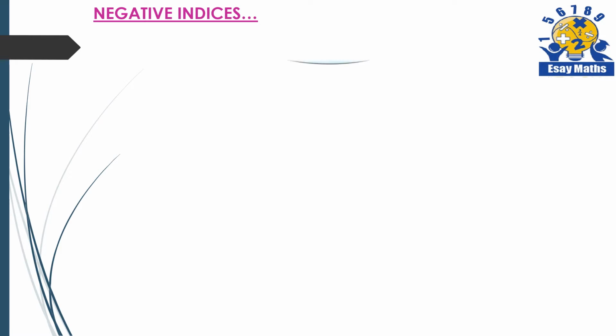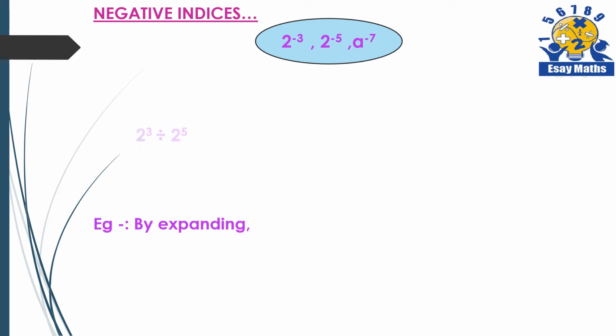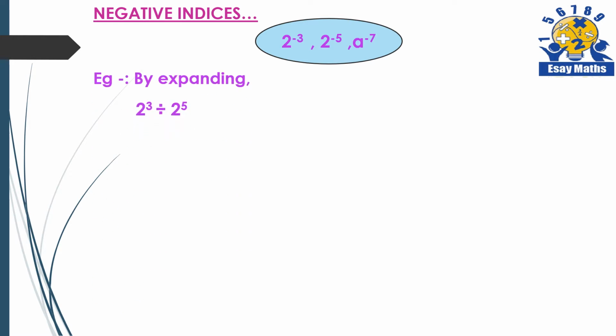Negative indices. What is meant by negative indices? Powers with negative indices. Example, 2 to the power minus 3, 2 to the power minus 5, a to the power minus 7. First example, 2 to the power 3 divided by 2 to the power 5.